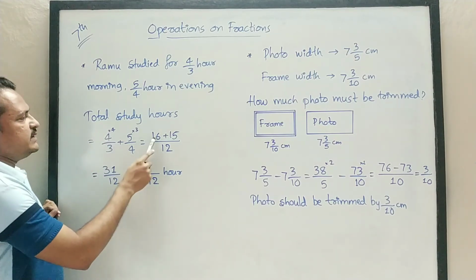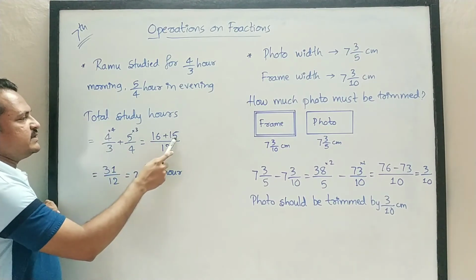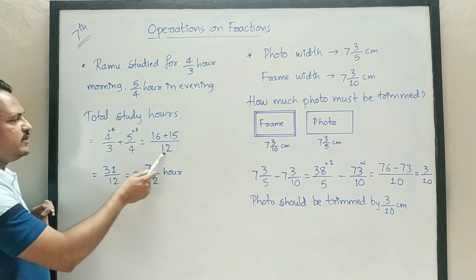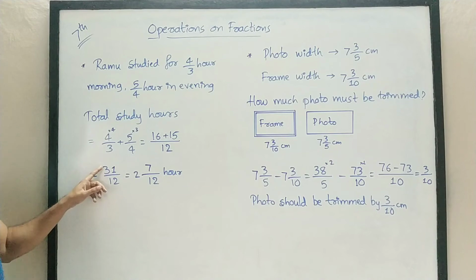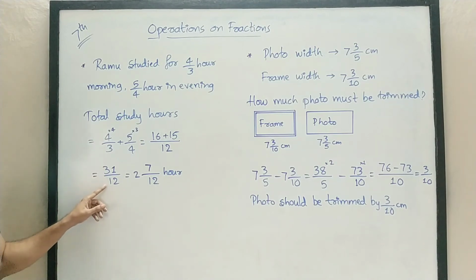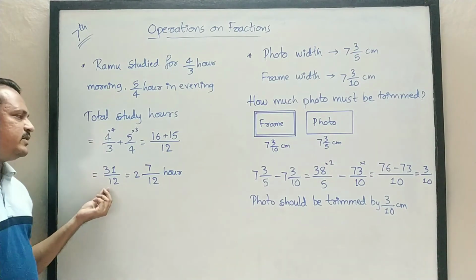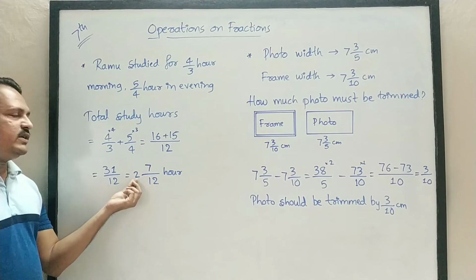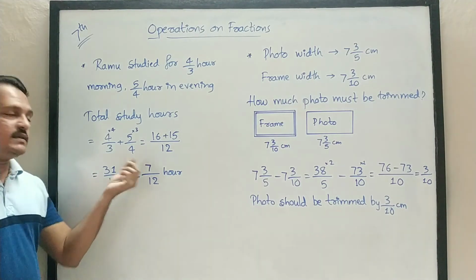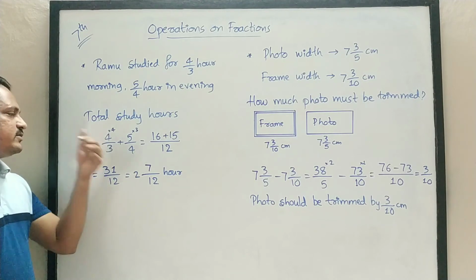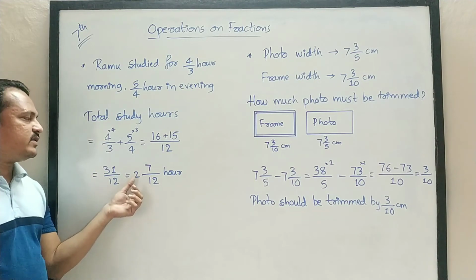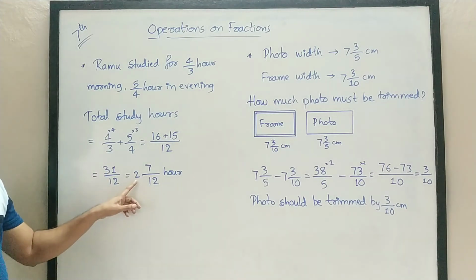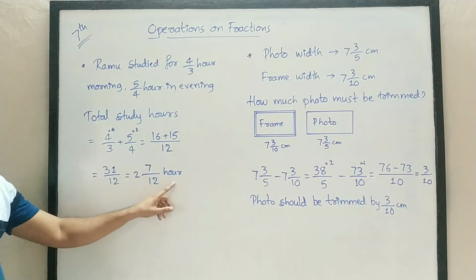So 4 4s are 16 and 5 3s are 15. 16 plus 15 is equal to 31. 31 by 12 as it is. So this 31 by 12 is an improper fraction. So we can convert this improper into a mixed fraction. That means 12 2s are 24, but 12 3s are 36, it will be more than this one. So we will consider 12 2s are 24 plus 7. That is 31. Finally we will get 2 integer 7 by 12 hour.